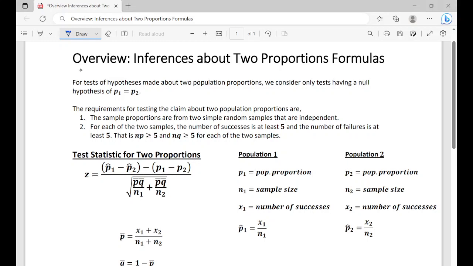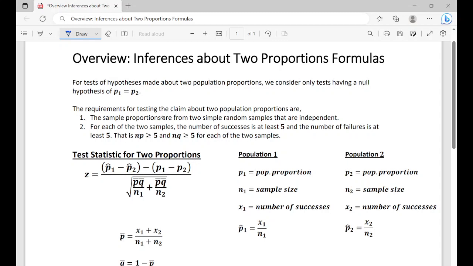In this video, we're going to be doing an overview of the inferences of two proportions and their formulas. So, for tests of hypotheses made about two population proportions, we consider only tests having a null hypothesis of P1 equaling P2, or P1 minus P2 equaling 0.